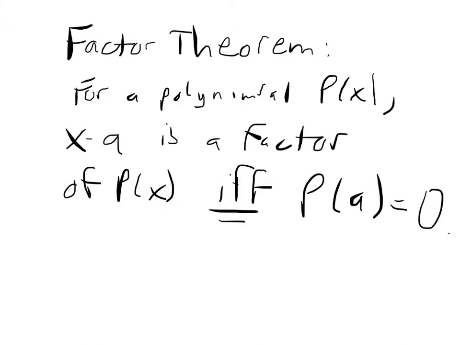From the remainder theorem, which is kind of cool, the other theorem that develops from that is called the factor theorem. And it states that if you have a polynomial p of x, then x minus a will be a factor of p of x if and only if p of a equals 0.